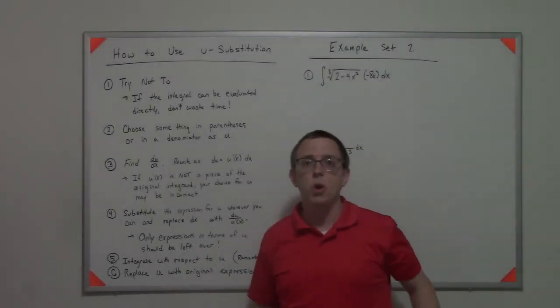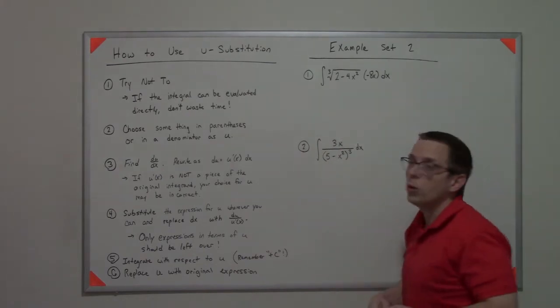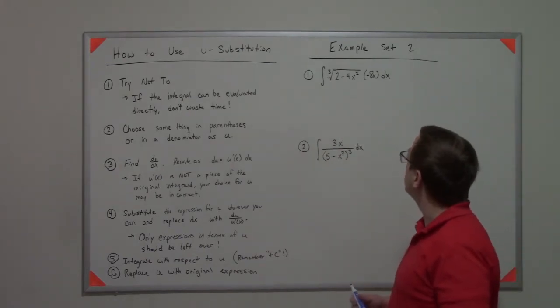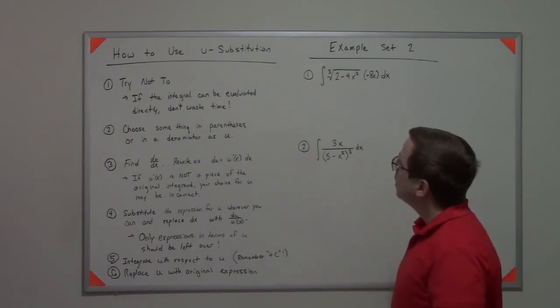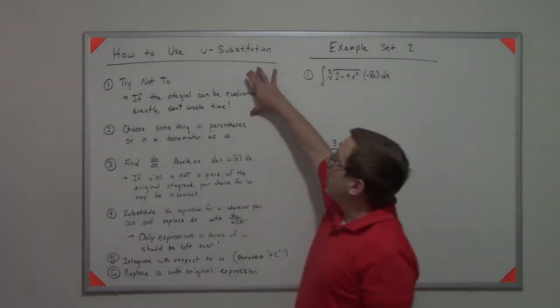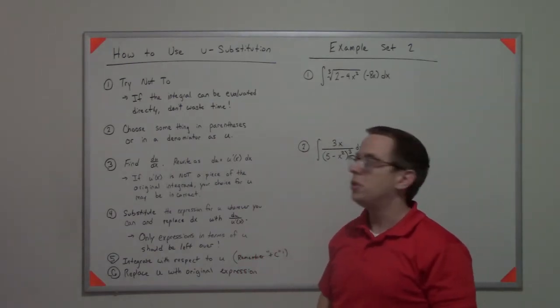Let's continue doing problems with u-substitution. What I have here is the integral of the cube root of 2 minus 4x squared times negative 8x dx. So it doesn't look like I can just avoid doing this. I've got to do some sort of substitution.